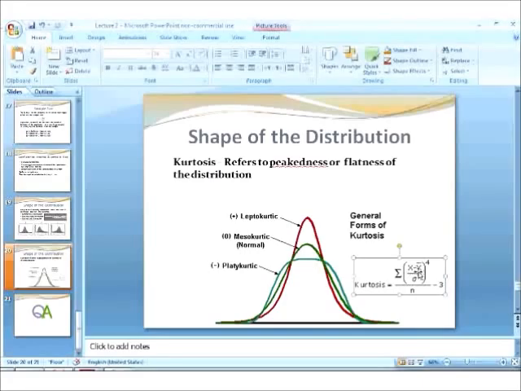Xi minus x prime is the mean, divided by the standard deviation, whole divided by the total number of data points that we have in our data set, minus 3. And 3 here, the reason we are using 3 here is because the normally distributed data set has the kurtosis of 3.